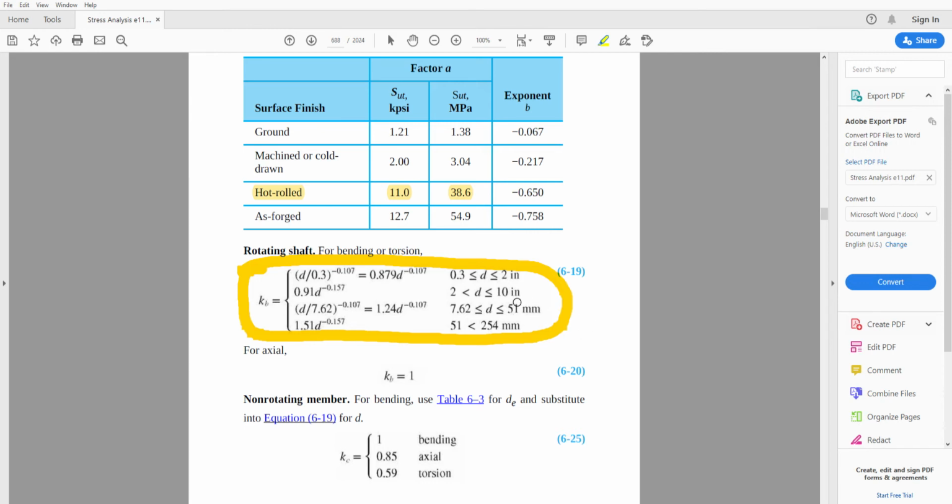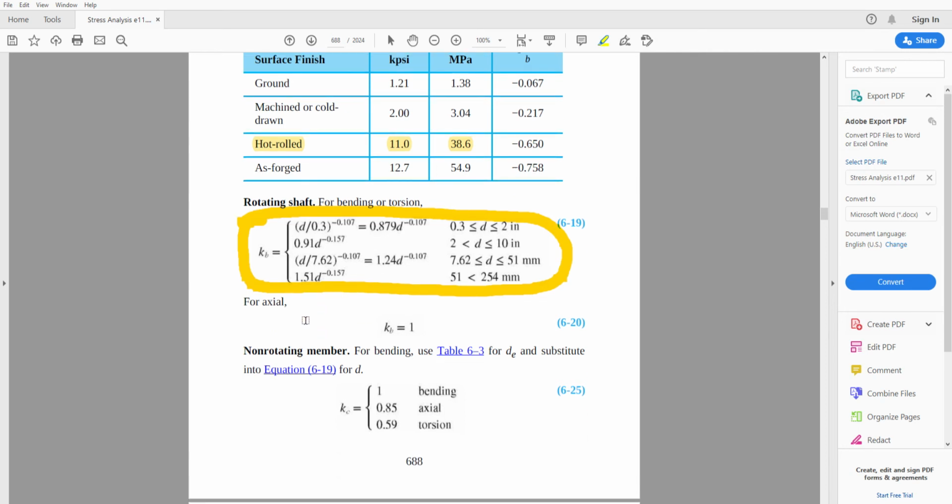If you're dealing with the metric system, same thing. And if it's just axial, the shaft is just experiencing an axial load, you use Kb is equal to 1 right here, because Kc will take care of that. But don't worry for now, just Kb is equal to 1 if it's axial load.